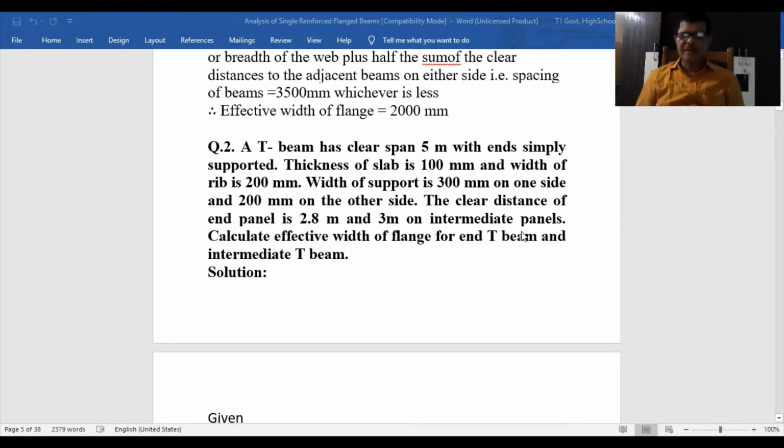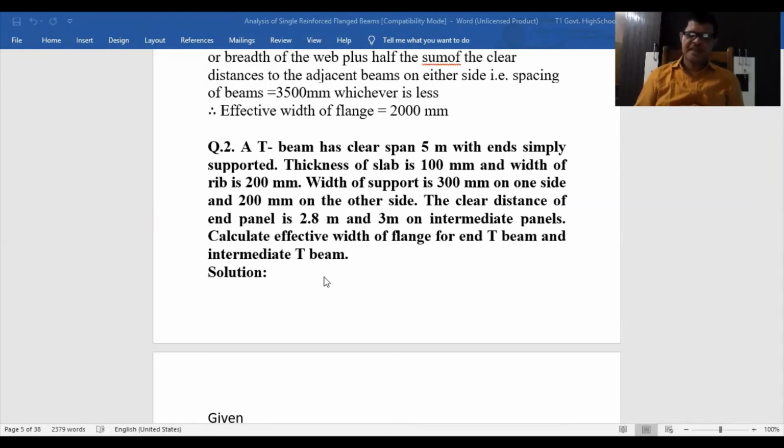The clear span is 5 meter with the end simply supported. Slab is 100, width of web is 200, width of the support is 300 on one side and 200 on the other side. The clear distance of end panel is 2.8 and 3 meter on the intermediate panels. Calculate the effective flange width for end T beam and intermediate T beams.